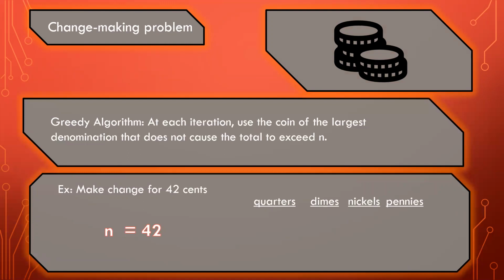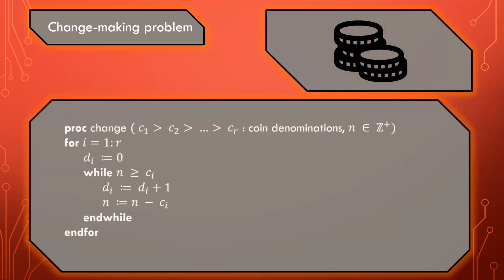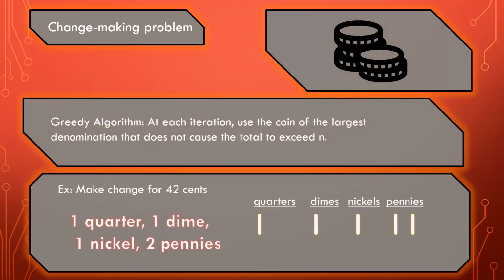42 cents is owed, you grab a quarter. Well, now you still owe that person 17 cents, but you can't give them a quarter anymore. That'd be giving them too much. So you move down the list. Can they take a dime? Yes, they can. Now you owe them 7 cents. No more dimes because they are not owed more than 10 cents. So you give them a nickel. No more nickels. Give a penny. Give a penny. So the end result here is 1 quarter, 1 dime, 1 nickel, and 2 pennies. Note that that is a total of 5 coins to give 42 cents.